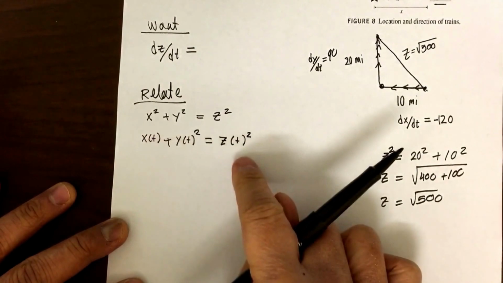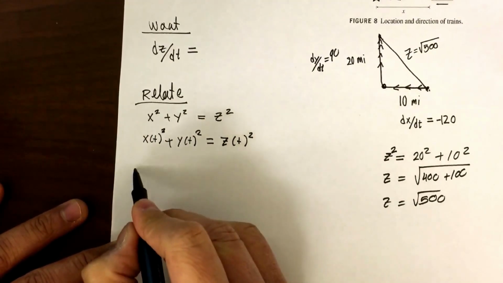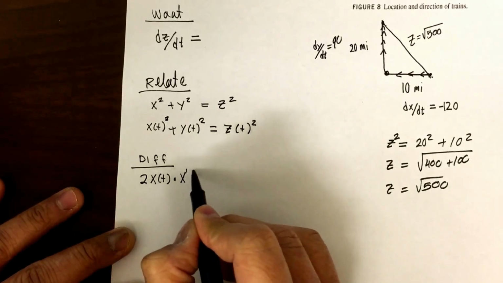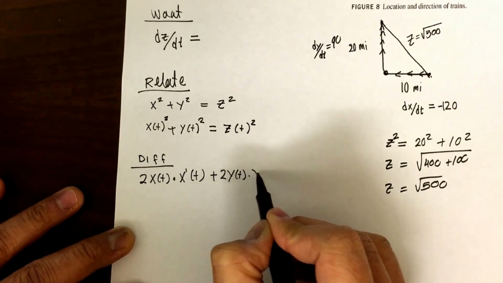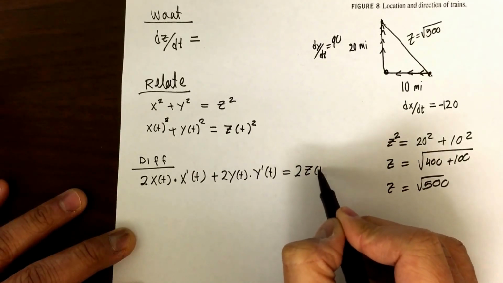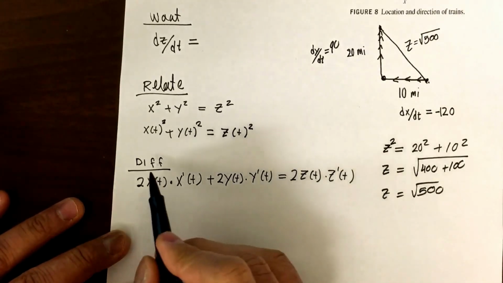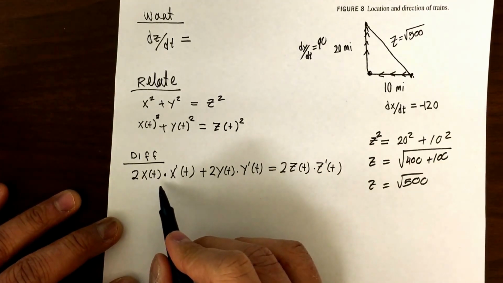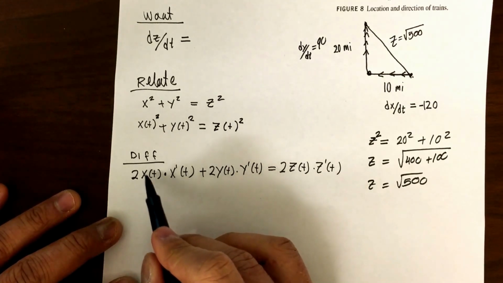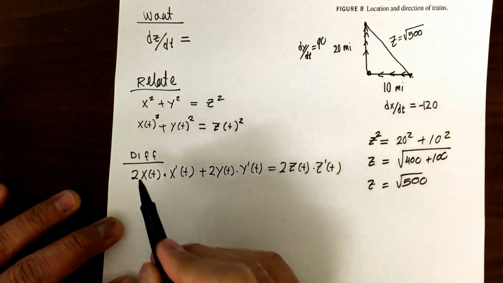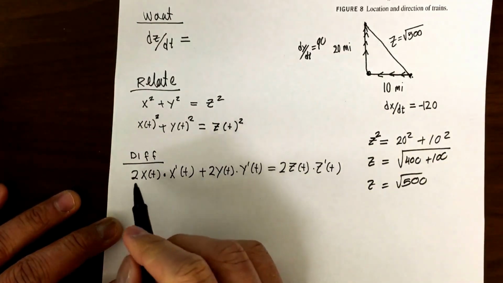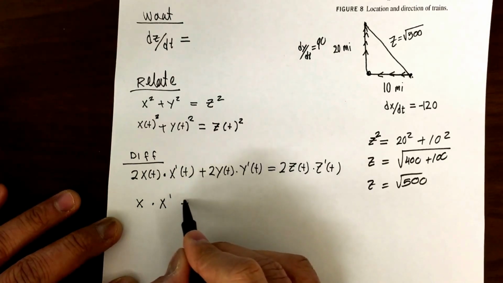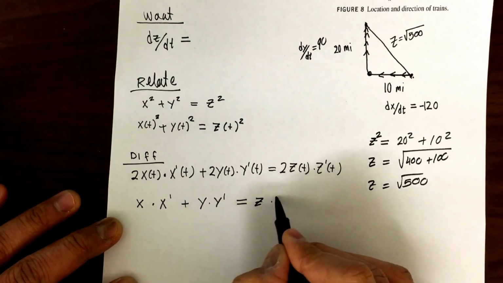We wrote down the related equation, and now we differentiate. This is 2x of t times x prime of t plus 2y of t times y prime of t equals 2z of t times z prime of t. Every term contains a 2, so you can divide everything by 2 and it will drop out. Also, to help reduce the notation, I'm going to drop the variable t, but I know that the variable t is within every function. So x is a function and y is a function. Keep that in mind. So here's what I have left: x times x prime plus y times y prime equals z times z prime.